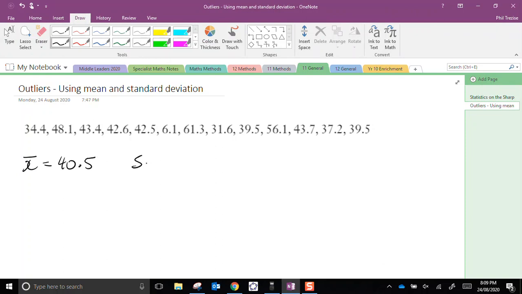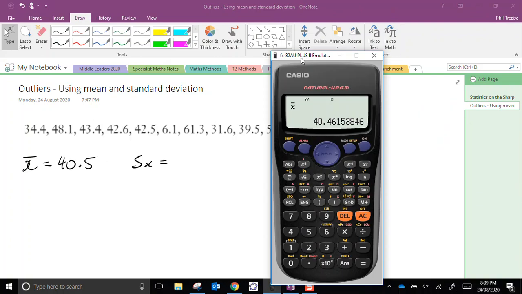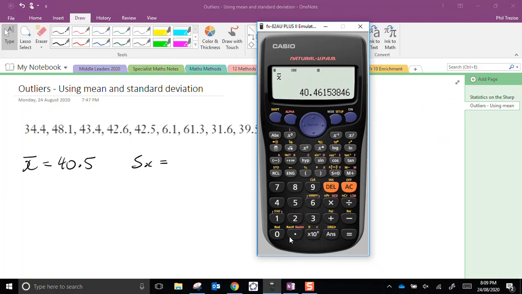The next thing I need to know is the sample standard deviation, S. Again, once I have my calculator back, we'll see. So stats menu, option 4 for variance, and it's this one here, number 4, 13.1.